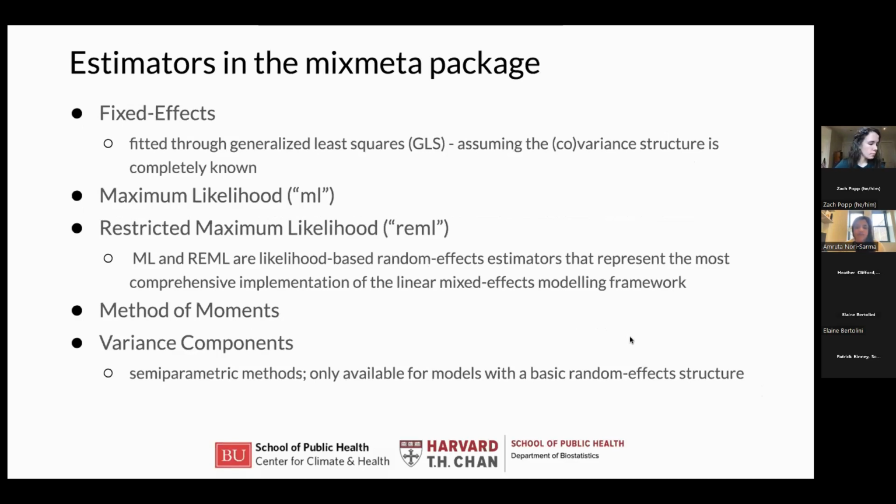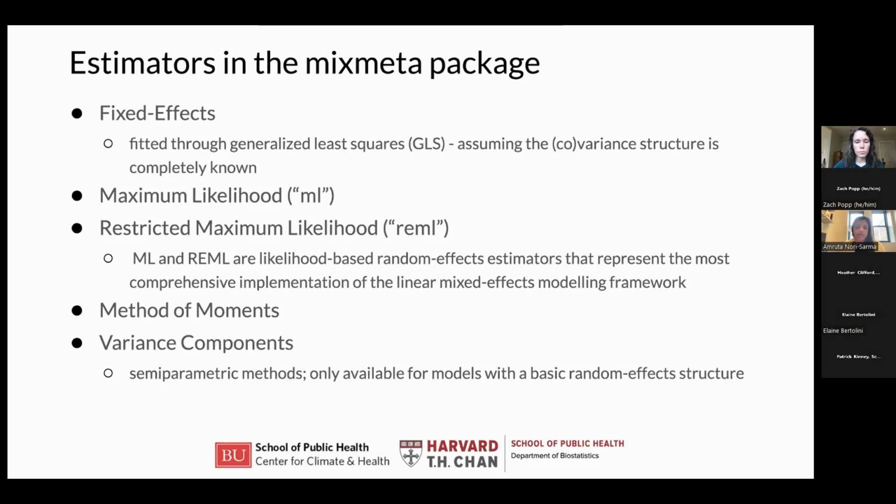So for fixed effects models, those are usually fitted through a generalized least squares model, assuming that the covariance structure is completely known. By comparison, for random effects estimators, those include maximum likelihood estimation or restricted maximum likelihood estimation. These are likelihood-based random effects estimators representing the most common comprehensive implementation of the linear mixed effects modeling framework. So this is where we're going to be focused in our analysis, using maximum likelihood estimation in our case.